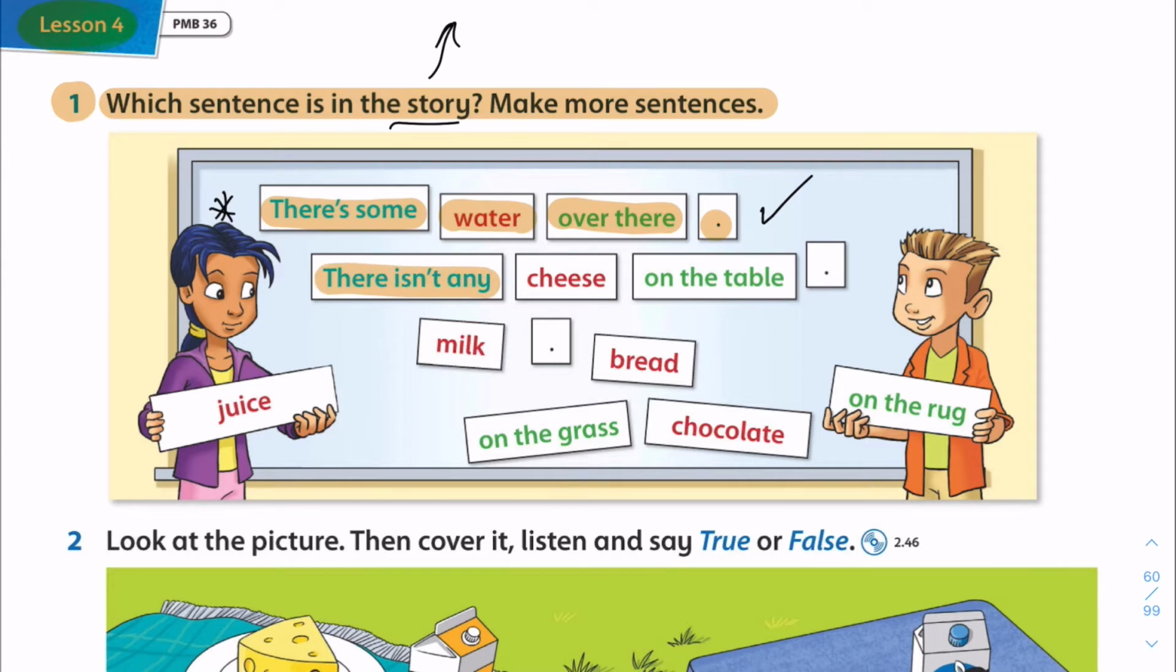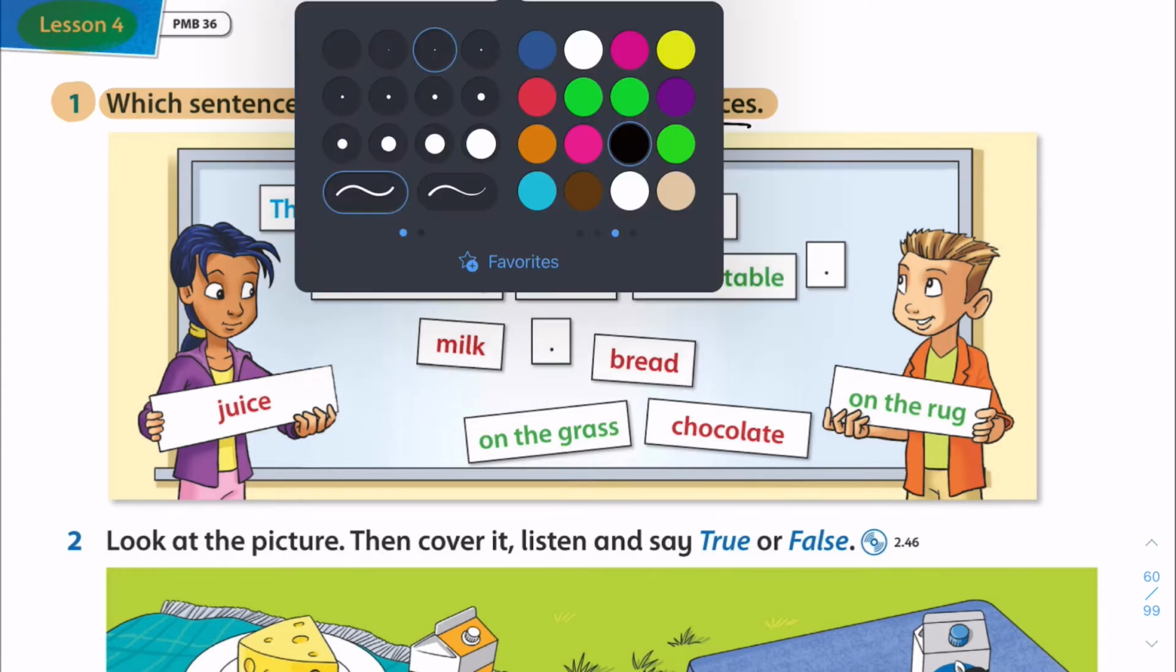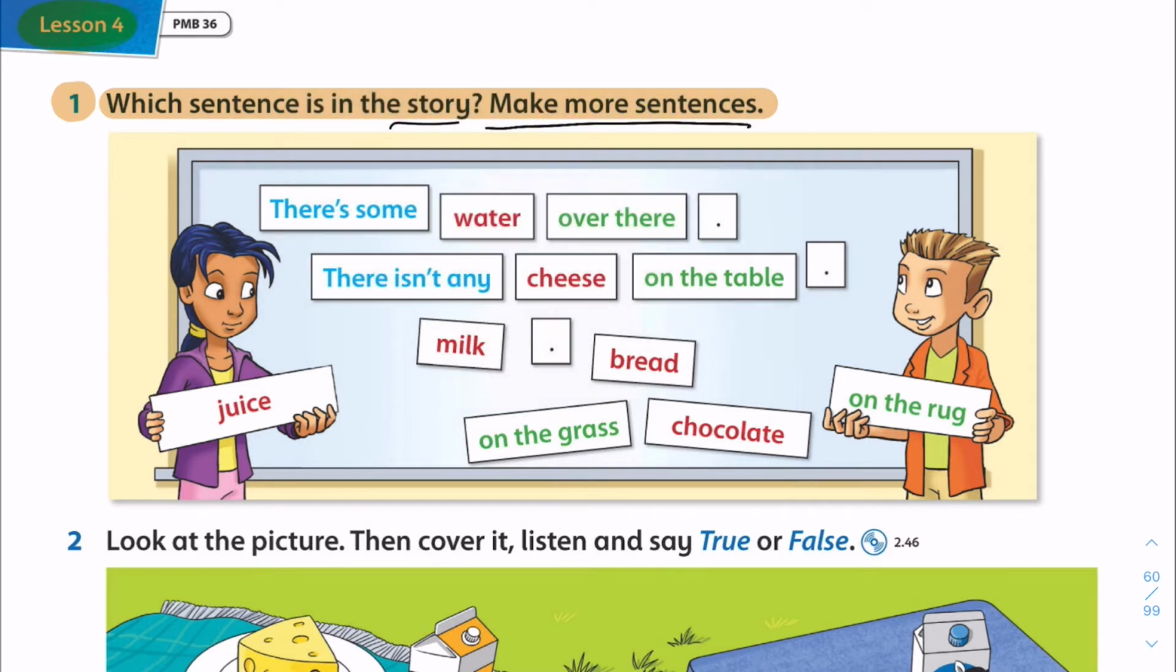Well, what about the second sentence? There isn't any cheese on the table. This is not mentioned in the story. Let's make some more sentences. But before doing that, there are some important notes.